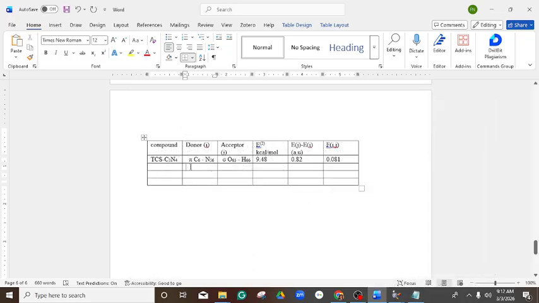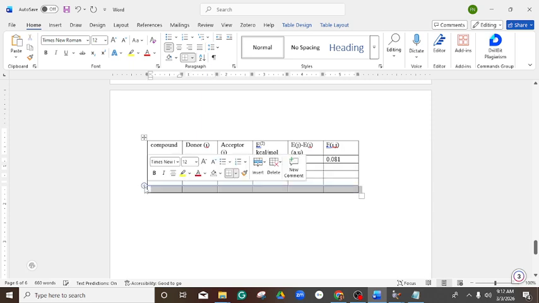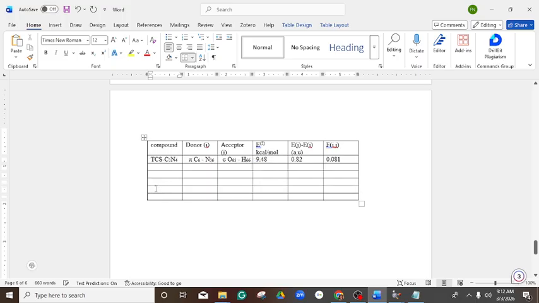So this is how your table is presented. You can put as many interactions as you want. Then if you have other compounds, you just increase the number of columns and put the next material that you're working with. That's how it's done.